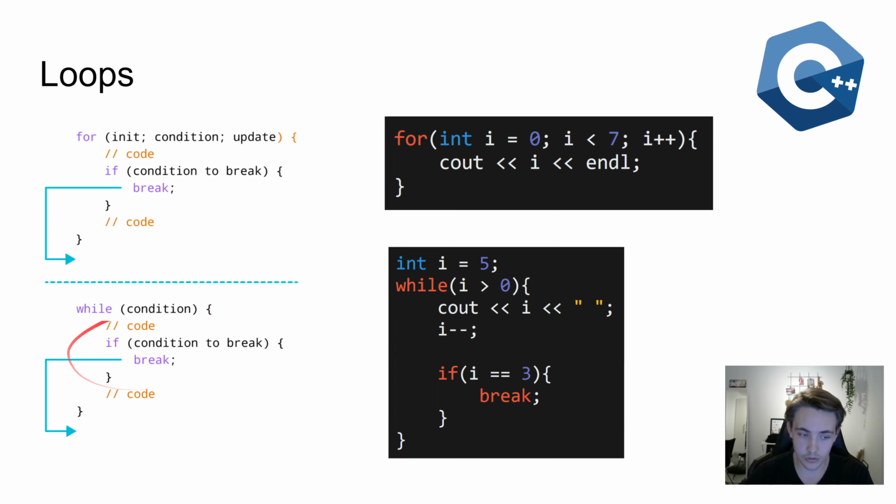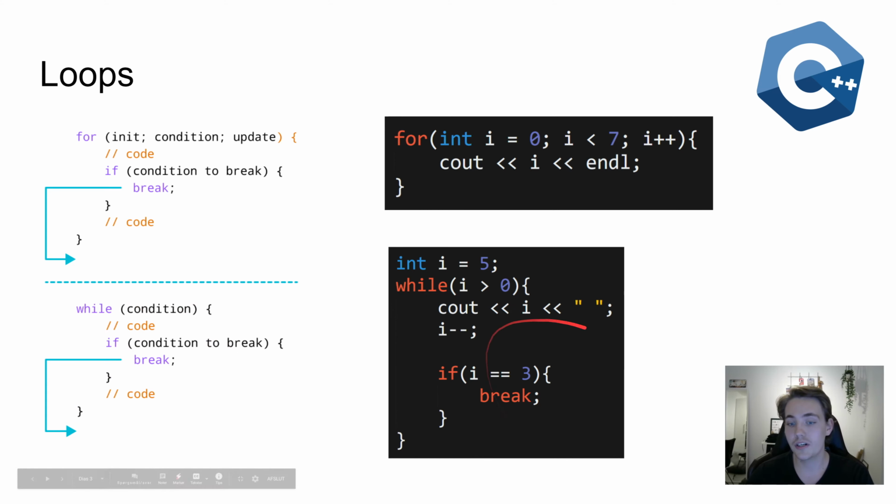So the code inside these curly brackets will run until this condition returns false. Here we have a code example where we have an integer i equal to 5, and we run this while loop as long as i is greater than 0. Then we output the i value, and after every time we have output it, we decrement it by 1.